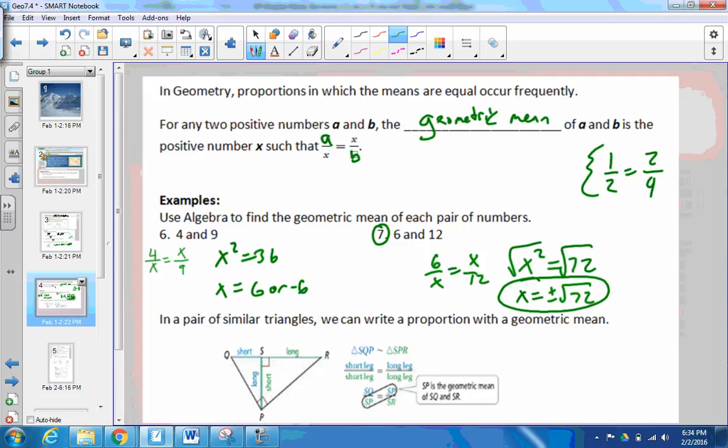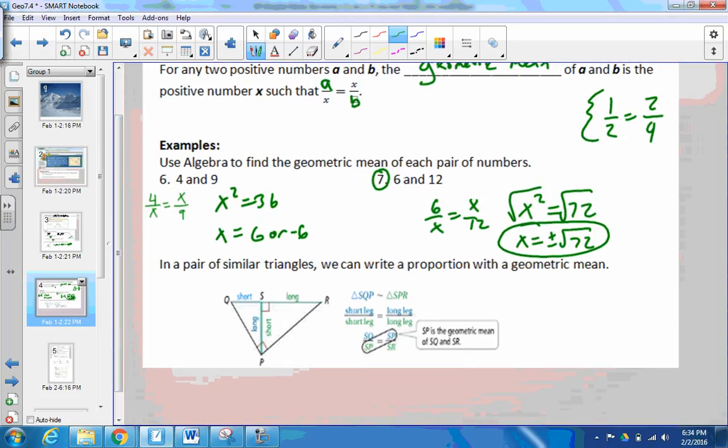Alright, now we've got a nice little diagram here. In a pair of similar triangles, now we're going back to triangles, we can write a proportion with a geometric mean. So if we have triangle SQP is similar to triangle SPR. So look at those, SQP and SPR. We know that the ratio of the short leg of the one triangle to the short leg of the other triangle is congruent to the long leg of that first one to the long leg of the other triangle. And that's just looking at corresponding parts, and if they're similar, that would make sense. But that is an example of a geometric mean, because the short leg of the one triangle is the same as the long leg of the other triangle. So these parts right here are actually the same thing. And that's how it's shown underneath there.